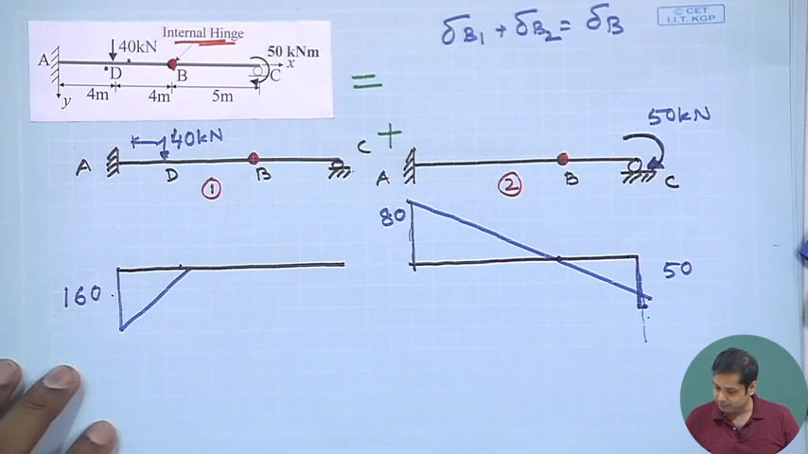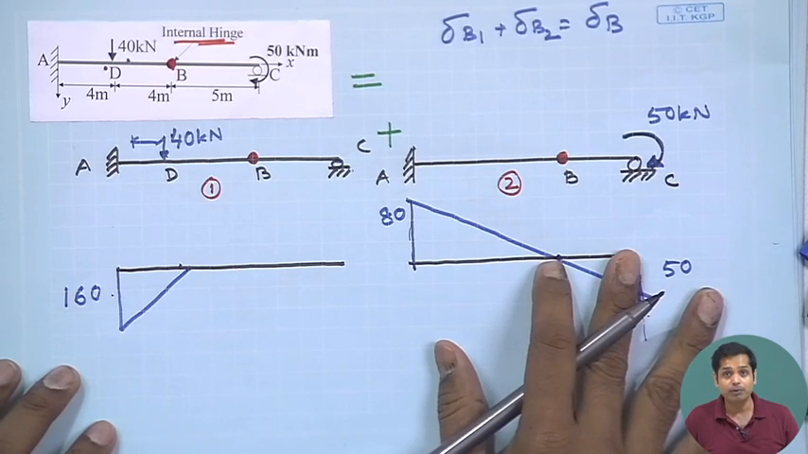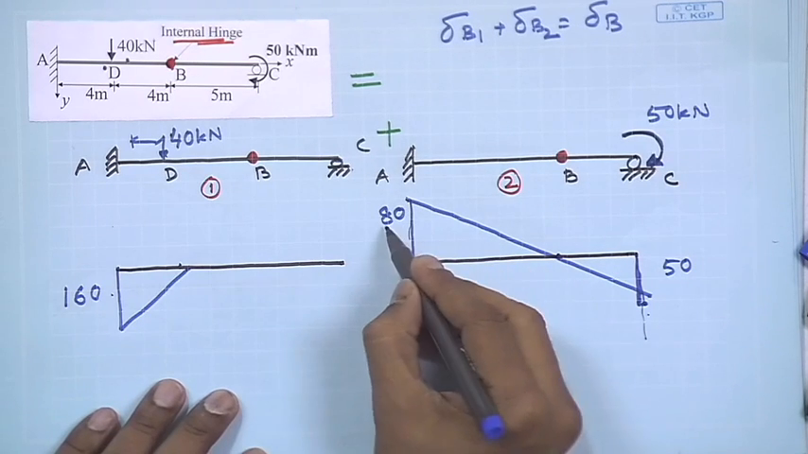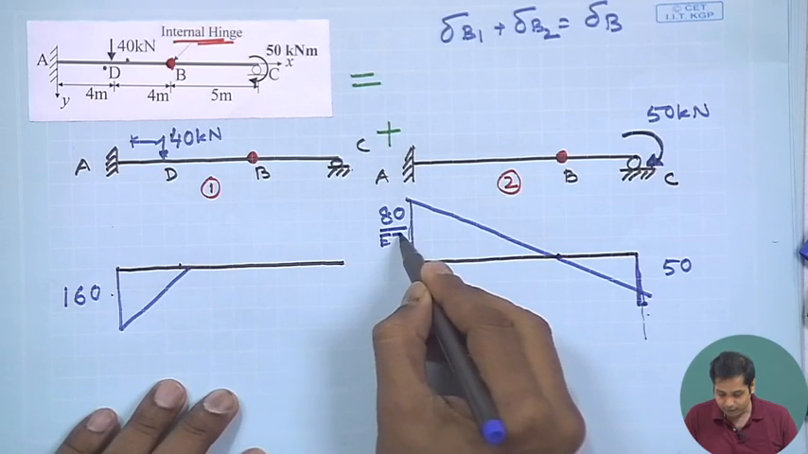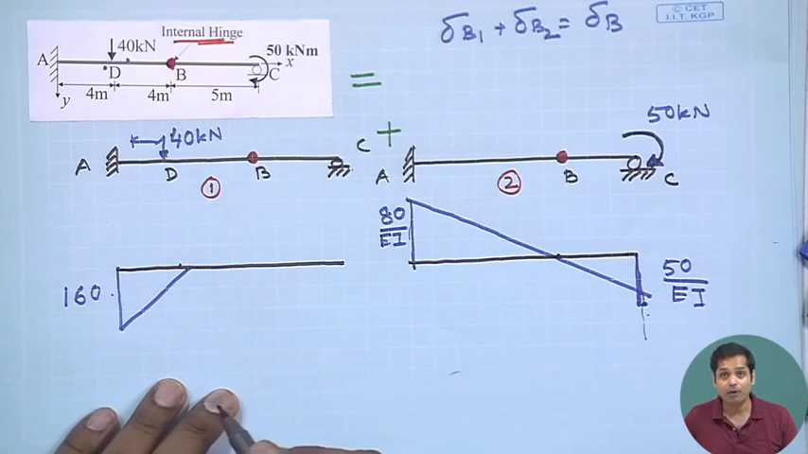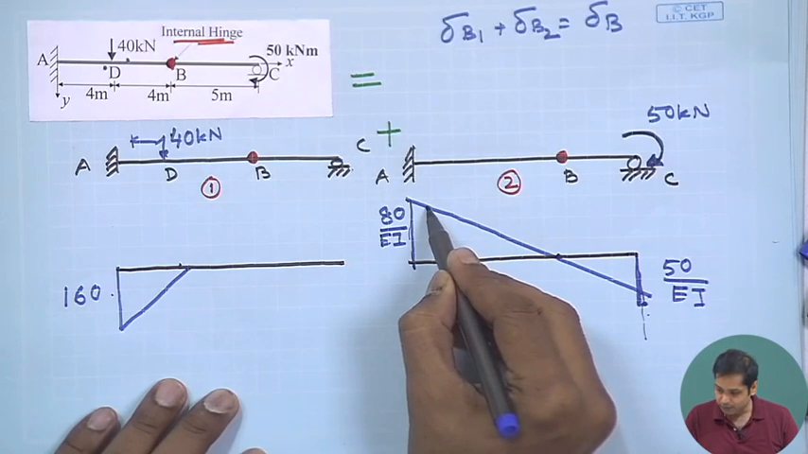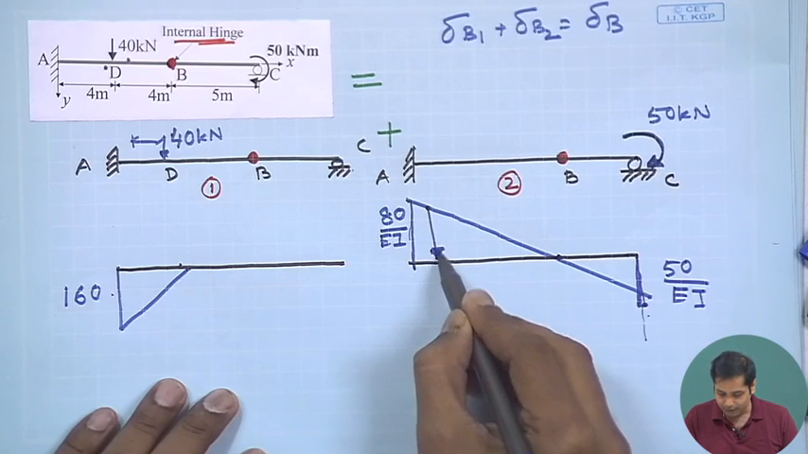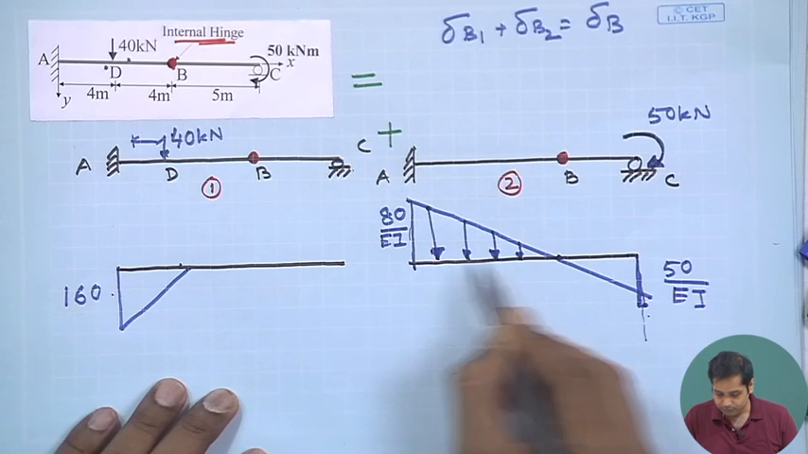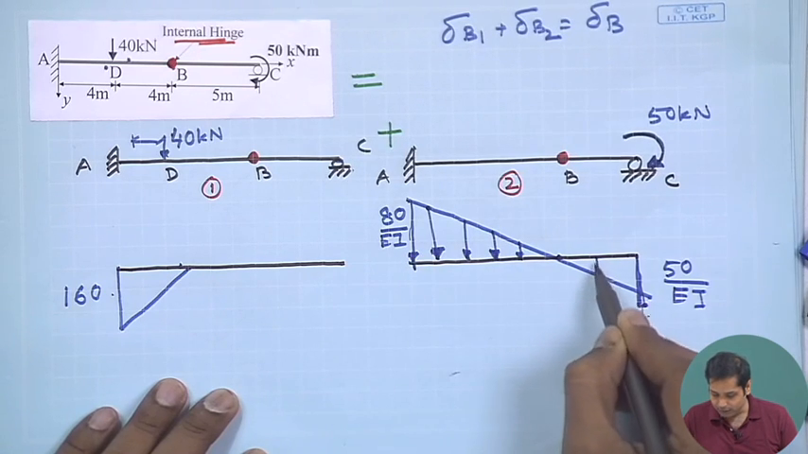Now, let us find out the conjugate beam. The first step is that the loading on the conjugate beam will be the curvature diagram of the real beam. So, the loading on the conjugate beam will be 80 by EI and 50 by EI. This is positive, so this will act downward, and this will act upward.